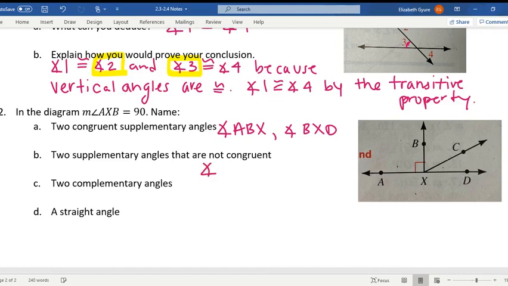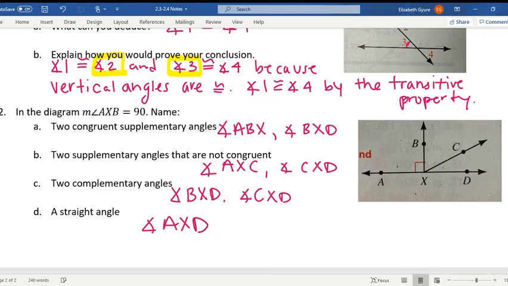So we're going to say angle AXC and angle CXD. 2 complementary angles, so 2 angles whose sum is 90. Well, if we had a right angle here on the left, we're also going to have one on the right, since we have a straight angle on the bottom here. And that's being split up into 2 angles, angle BXC and angle CXD. So angle BXD and angle CXD. And then name a straight angle, that's our angle along the bottom there. We're going to call that angle AXD.